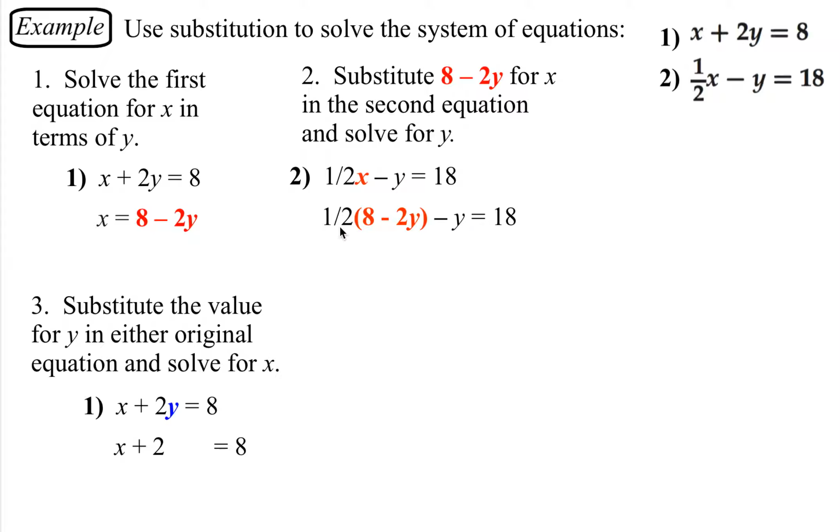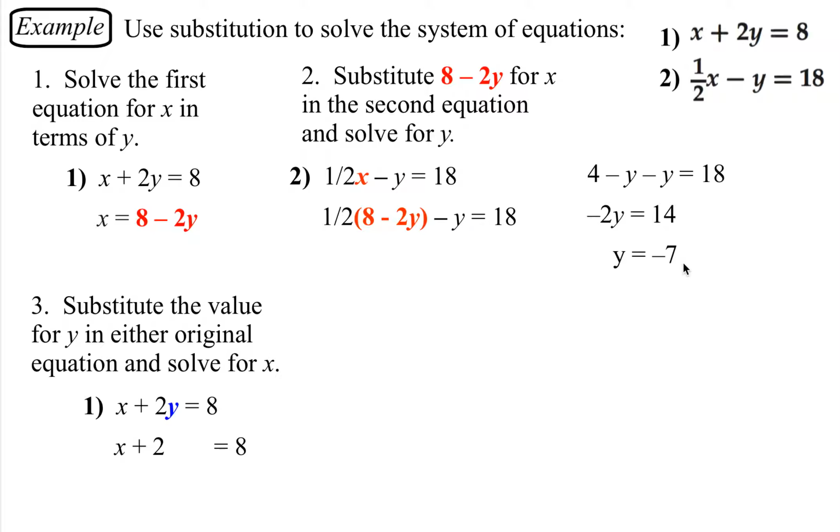Now we're going to distribute the 1/2 through the parentheses. So half of 8 is 4 and half of 2y is 1y. So we have 4 minus y. That's from distributing the 1/2. And then we have another minus y equal to 18. Combining our like terms, we get 4 minus 2y equals 18. And subtracting 4 from both sides, we have our minus 2y here, and then I subtracted 4 from both sides to get minus 2y is 14. And then dividing by -2, we end up with y equals -7. So we have solved for our first variable.